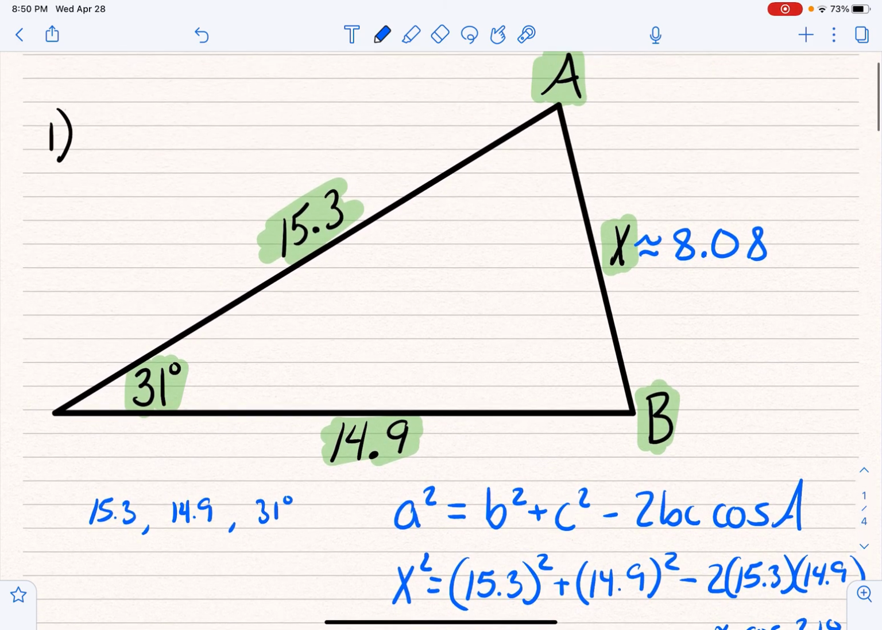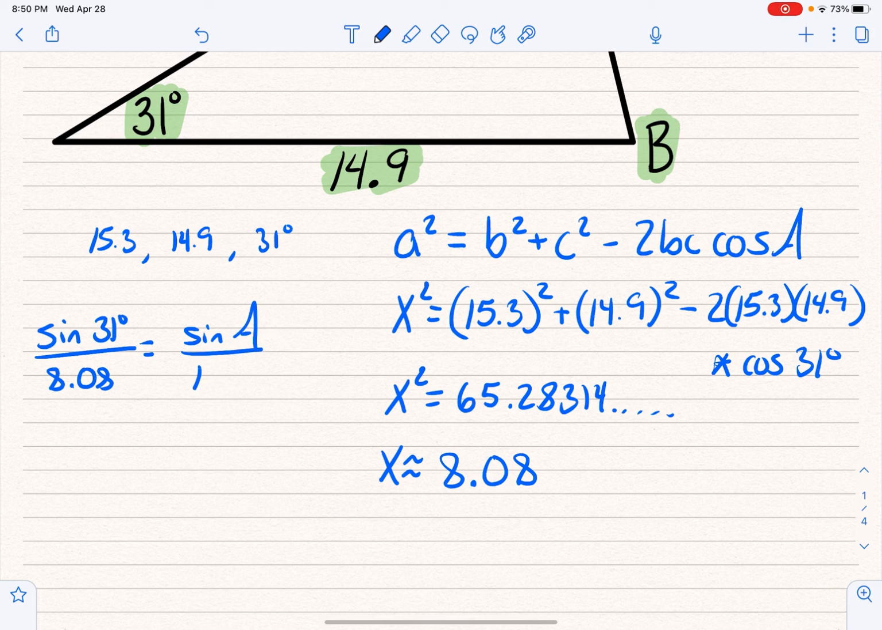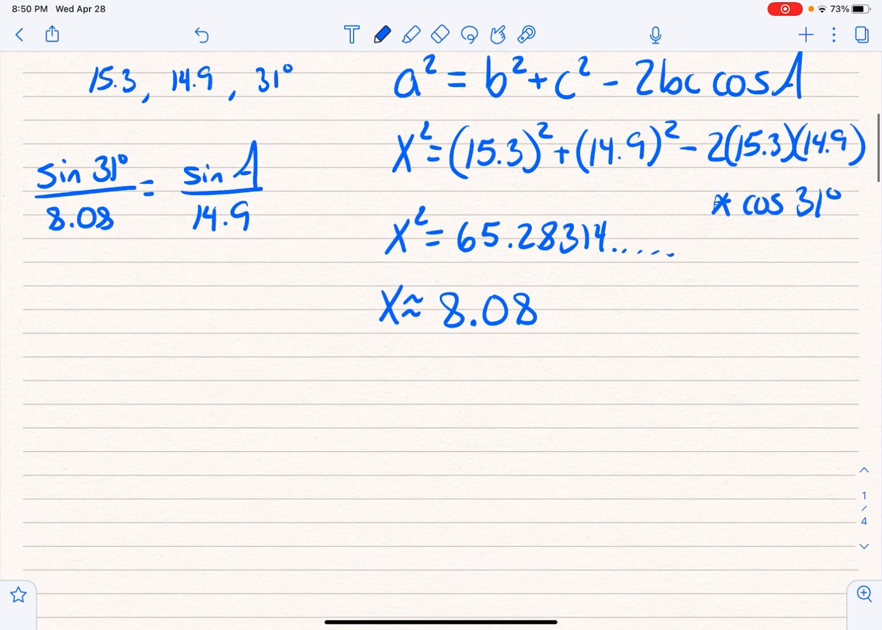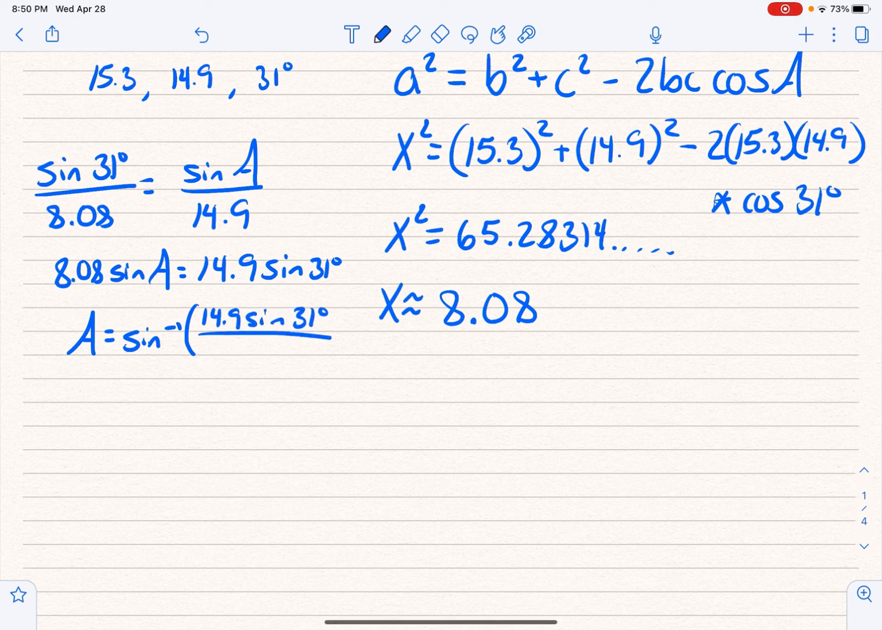Okay, and so we'll start with angle A. And so I know that the sine of 31 degrees is to 8.08 in the same way that the sine of whatever angle A is to 14.9. And I cross multiply, and I'll skip a couple of the steps because I'm sure that you guys can do it, but I'll have 8.08 times the sine of A is equal to 14.9 times the sine of 31. I divide both sides by 8.08, and I'm going to end up with A is equal to the inverse sine of 14.9 times sine of 31, all over 8.08.